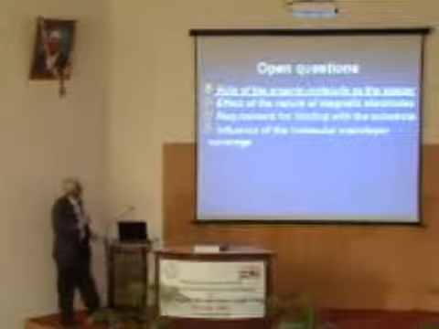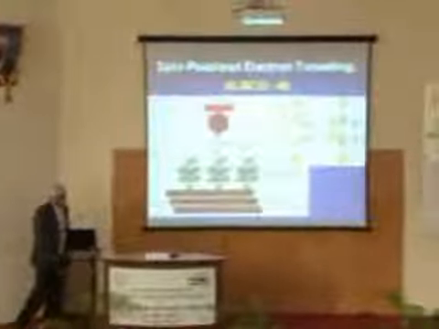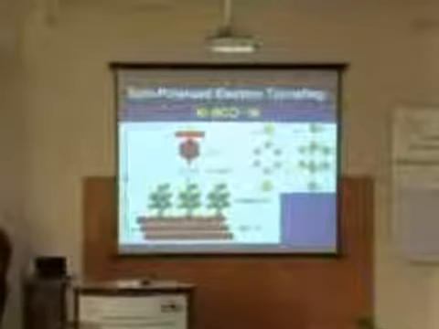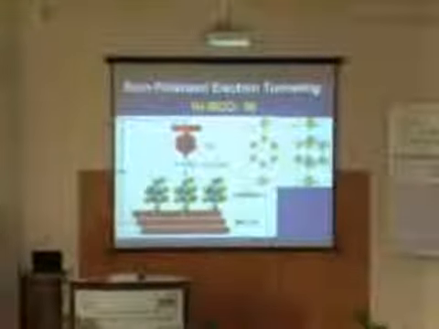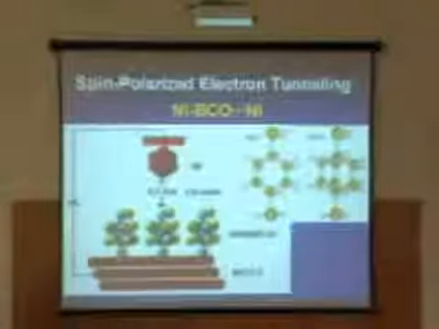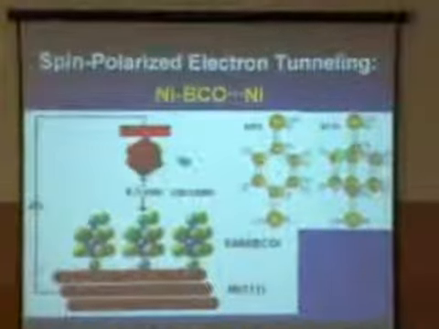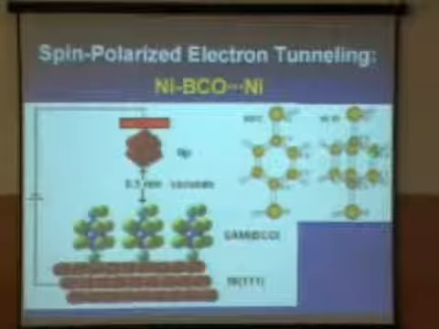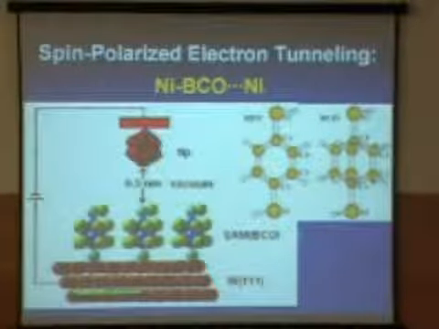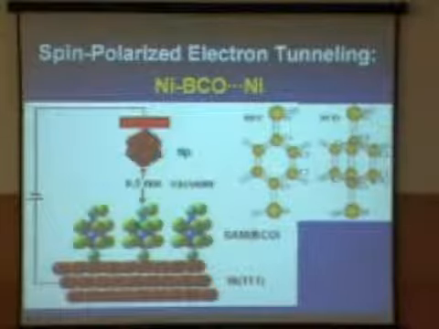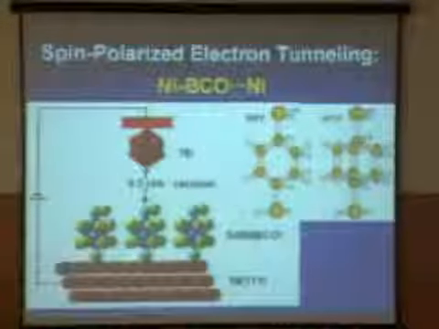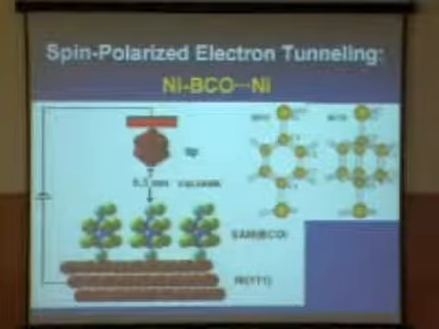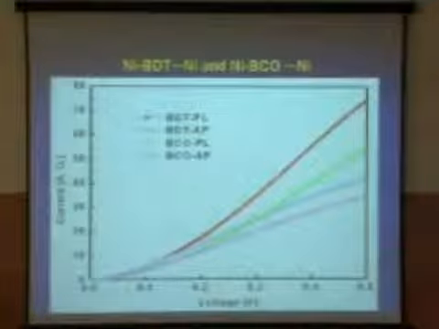So let me pick up only the first two, where I will talk to you about nickel BCO nickel. Earlier I had nickel BDT nickel. Now I replace it with this sigma bonded molecule, and again a similar STM setup. We have a substrate, a self-assembled monolayer, and a tip separated by a small vacuum. See the current.